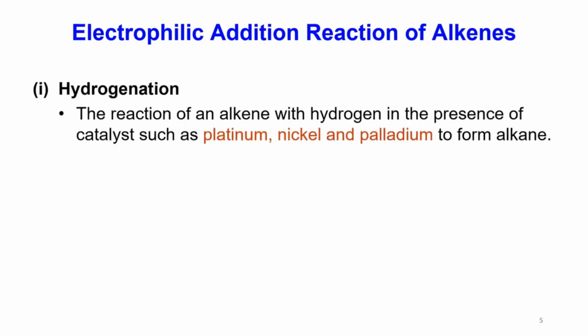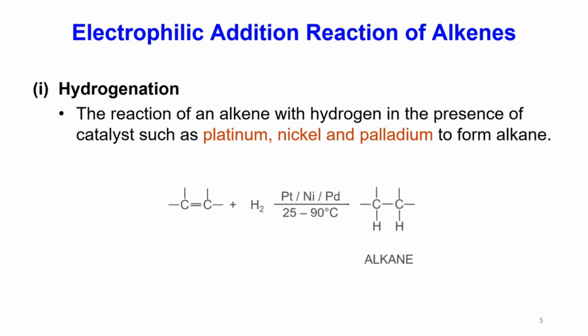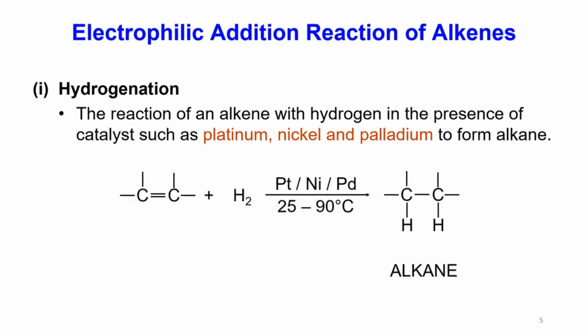Electrophilic addition reaction of alkenes. First, hydrogenation. The reaction of an alkene with hydrogen in the presence of catalysts such as platinum, nickel, and palladium to form an alkane. Here the general equation. When the double bond reacts with hydrogen in the presence of catalyst, the double bond will break up and the hydrogen will add to it and form alkane.